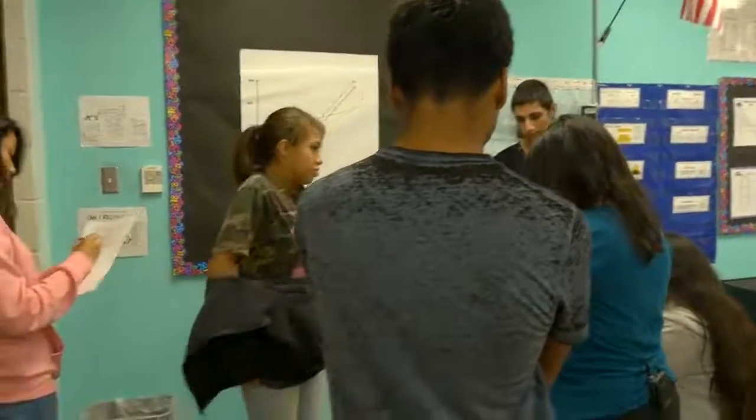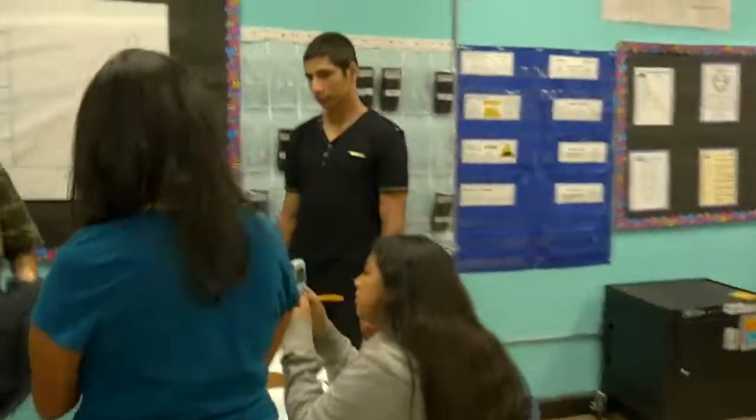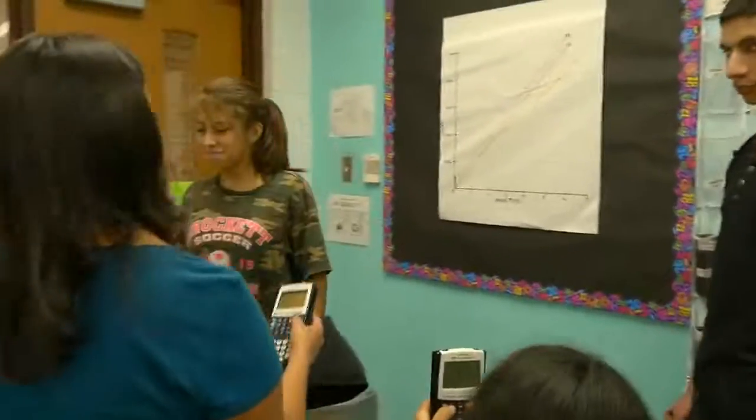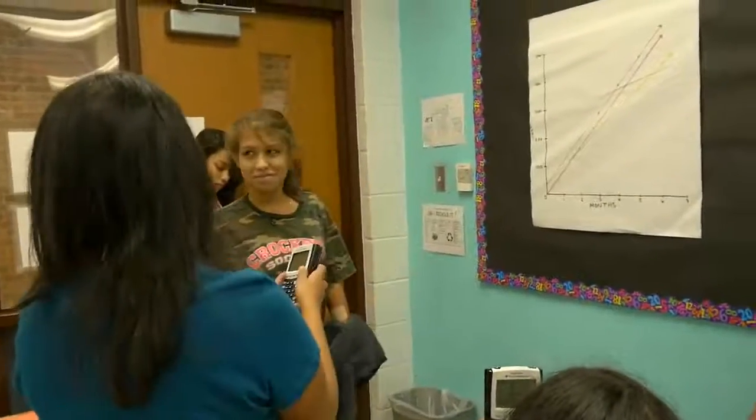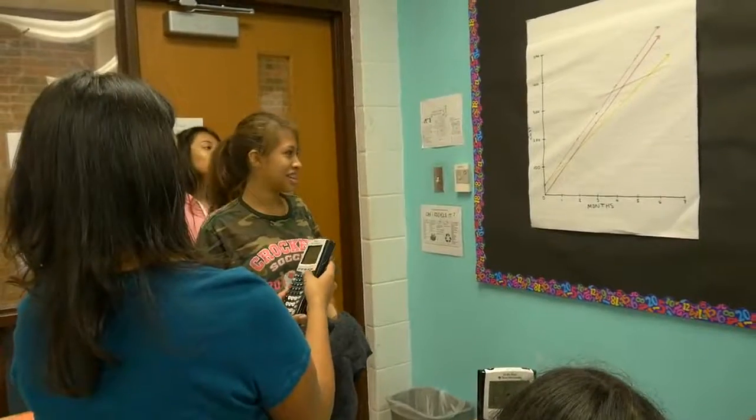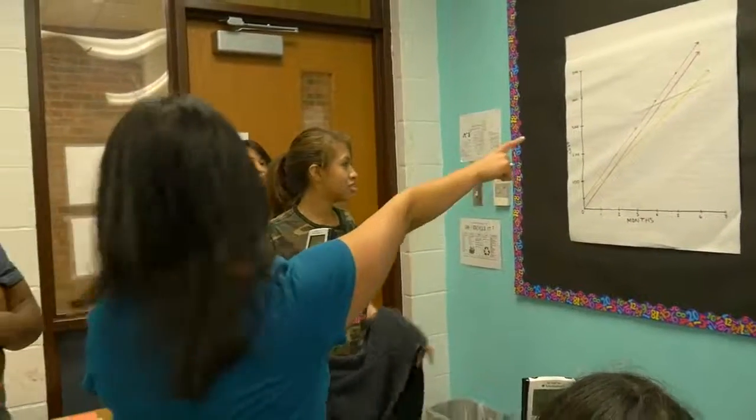So, Fernando, what did you think? That one? The 2x plus 100? Yeah. All right, so what is that going to look like on our graph? Starts at 100 and keeps going up by 2. Okay, so then why don't you plot those points on there?